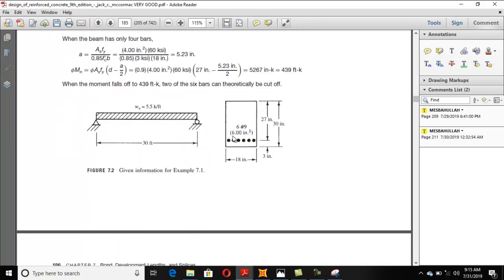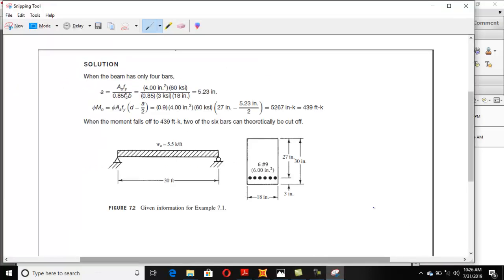The beam is given. This is the beam having a 5.5 kip per foot loading, 30 foot span, and this is the cross section, designed with 6 number 9 bars. So a total of 6 square inches is needed, and the total number of bars is 6. 27 inch is the effective depth, and 30 inch is the overall depth. So this was the example. This is the simply supported beam having a 30 foot span, subjected to a 5.5 kip per foot loading, and this is the cross section. It has 6 number 9 bars, and total cross section area of 6 square inches.